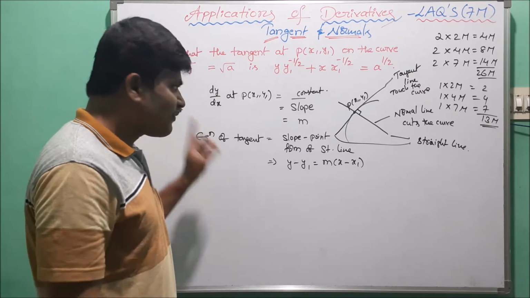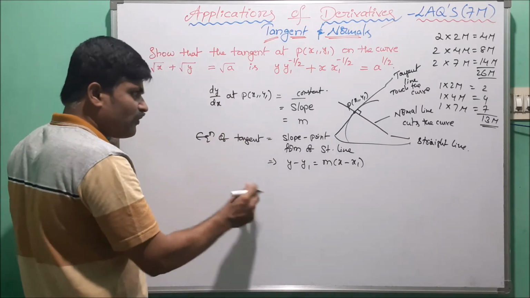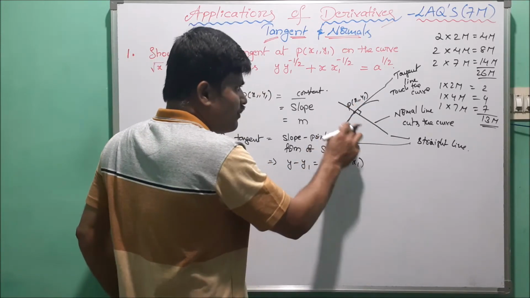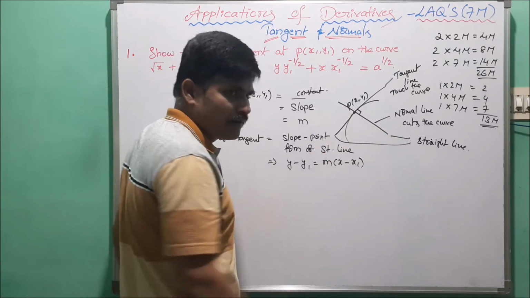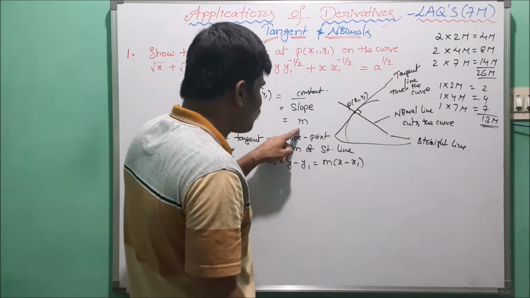So this is called equation of tangent. Similarly, here also, first of all, to find the normal line. Now, before finding the normal line, first find the slope of the normal. We have already found the slope of the tangent line, that is small m.